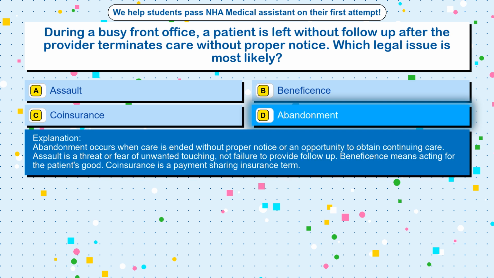Abandonment occurs when care is ended without proper notice or an opportunity to obtain continuing care. Assault is a threat or fear of unwanted touching, not failure to provide follow-up. Beneficence means acting for the patient's good. Coinsurance is a payment-sharing insurance term.